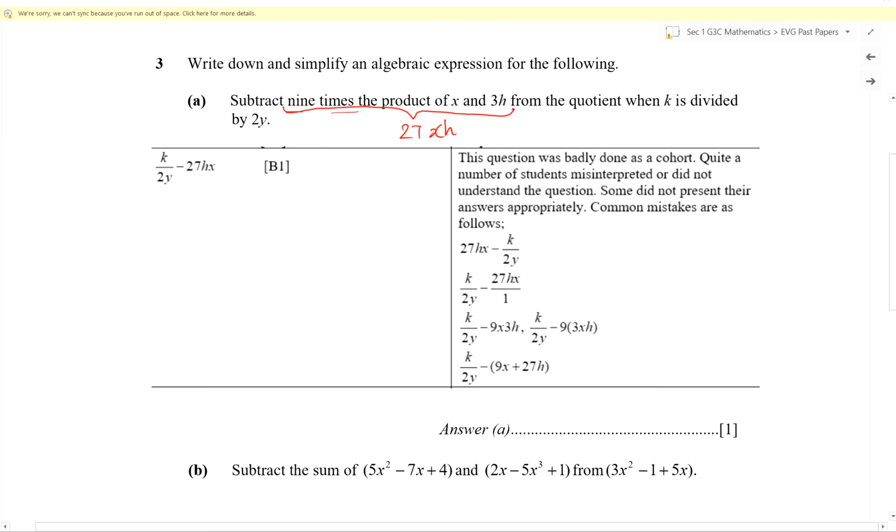And we are supposed to subtract this from something else. Subtract this from what? From the quotient when k is divided by 2y. The second part refers to k over 2y. Okay, this is the quotient, k over 2y. We are supposed to subtract 27xh from this. Take away 27xh from k over 2y. So these are some of the common errors, students don't know what they are doing.